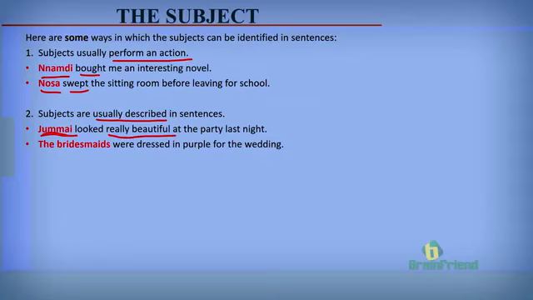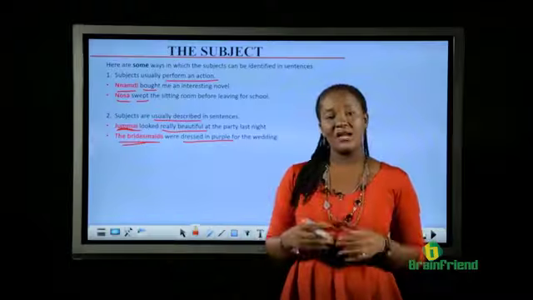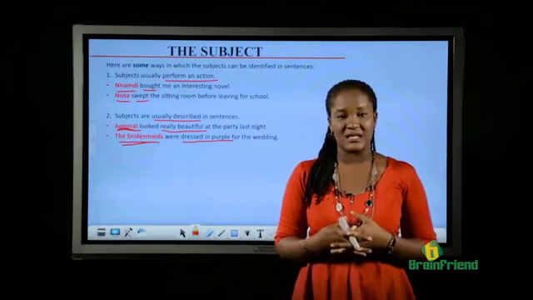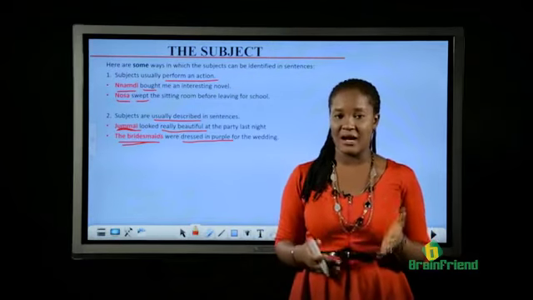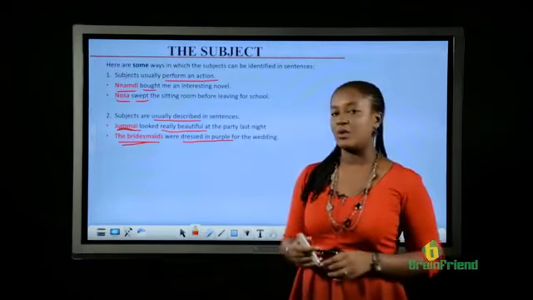And then secondly, we have, the bridesmaids were dressed in purple for the wedding. The bridesmaids were dressed in purple. That describes the subjects, the bridesmaids. So we find that another way to identify subjects in sentences is that they are usually described or talked about.